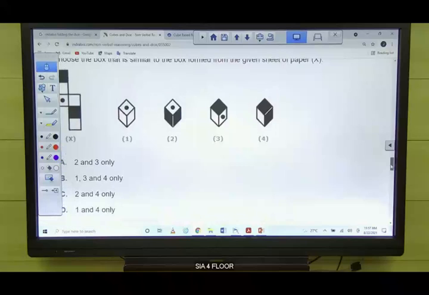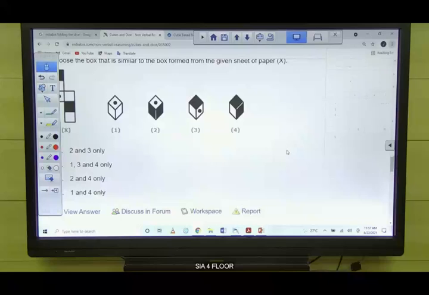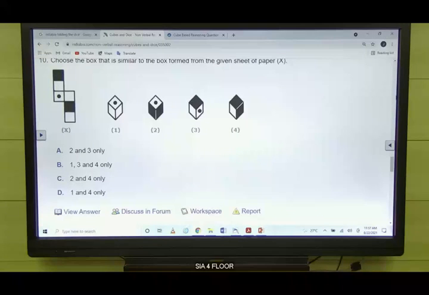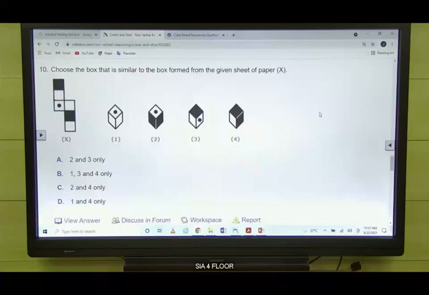Okay, how will you do this? I want you to give a try for this one. This is slightly different. This is also a folding question only, but it is a little different from other questions. How will you do it? The question is, if you fold the sheet, which boxes are possible? Okay, give a try. Let me know the answer.